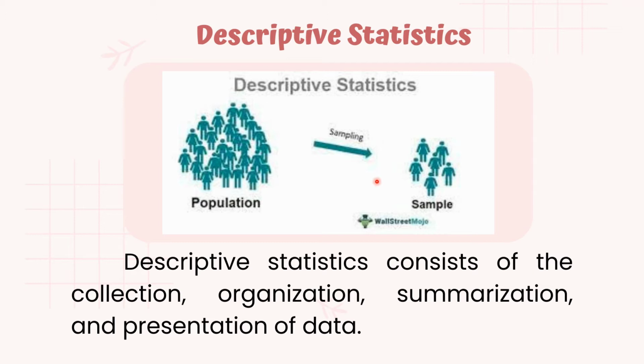So in descriptive statistics, you just select a sample from this population using a sampling procedure. And once you selected a sample, you conducted a study or a test in this sample. So you collected the data from the sample, organized the data, summarized the data, and then presented the data in a form of graph, table, or chart.